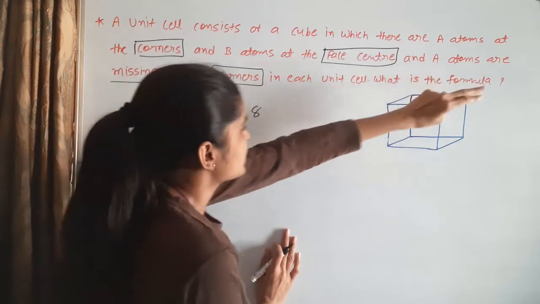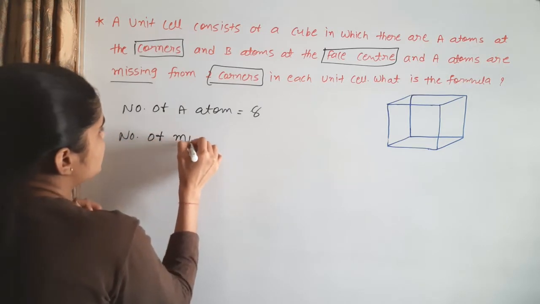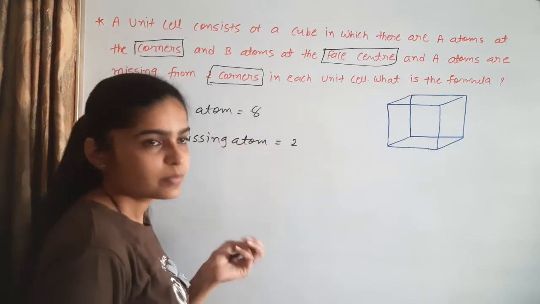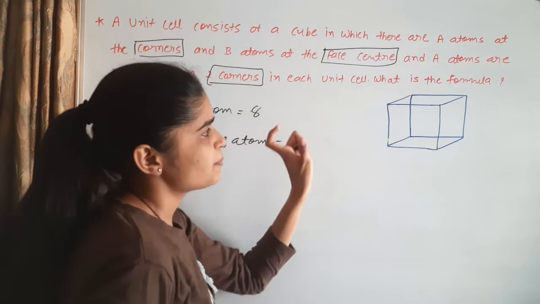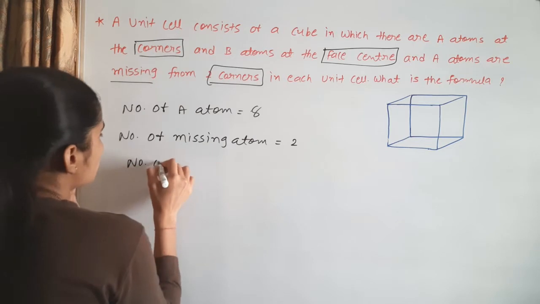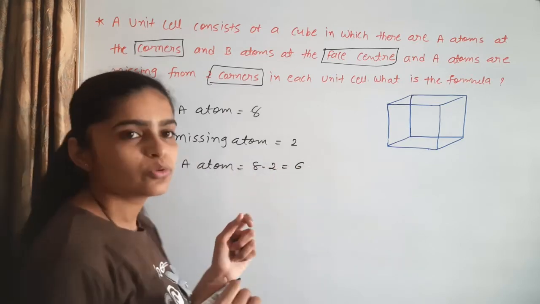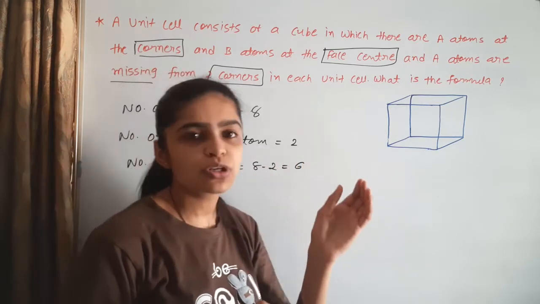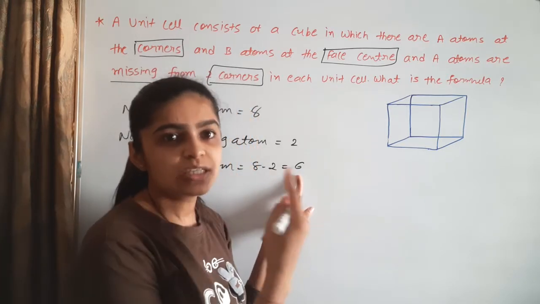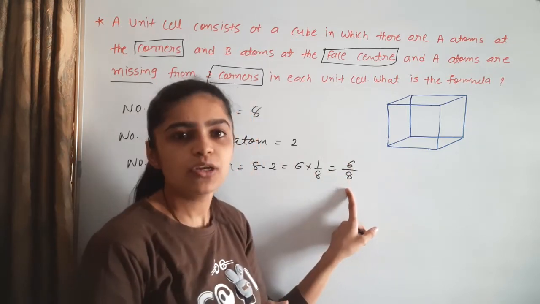But in this cube, A atoms are missing from 2 corners. The number of missing atoms is equal to 2. So in this cube, the atoms really present are 8 minus 2 is equal to 6. The number of A atoms is 8 minus 2 is equal to 6 atoms. On the corner, the contribution of the atom is 1/8 part. So these 6 corner atoms, each contributing 1/8, give 6/8 atom in the unit cell.